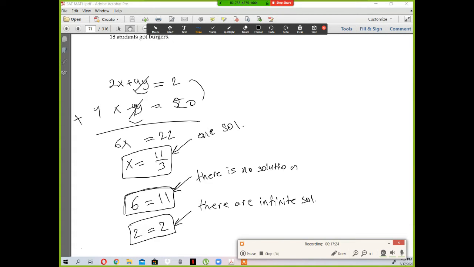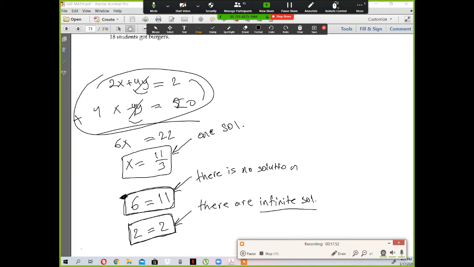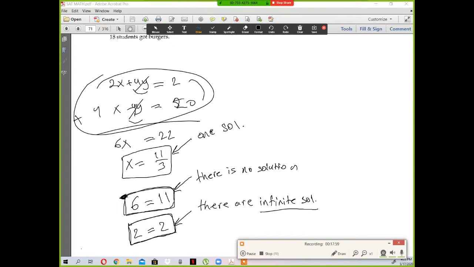If I have an inequality at the end of this elimination, something like this, for example, then there's no solution. Basically, you can see there's no logical way to think that 6 is equal to 11. That's why there's no solution. And when you find 2 is equal to 2, that means there's an infinite number of solutions. What does that mean? That means you can put any number, an infinite number of x's and y's, and it will be equal to 2.